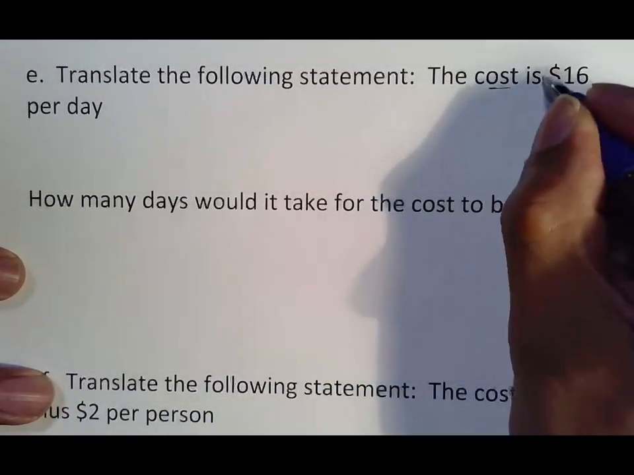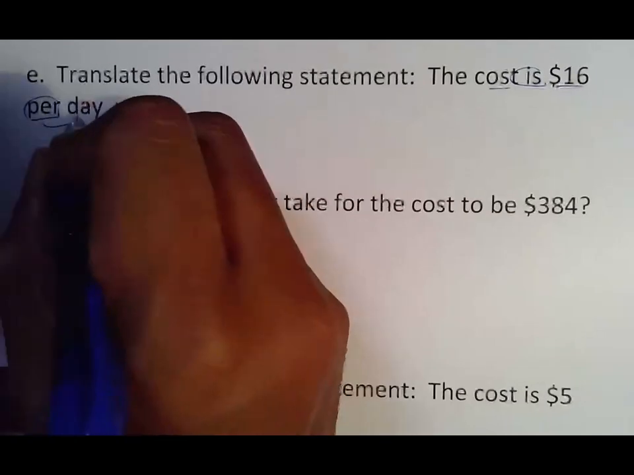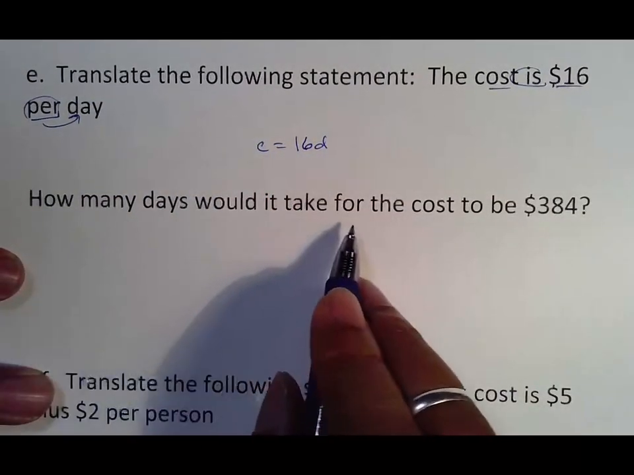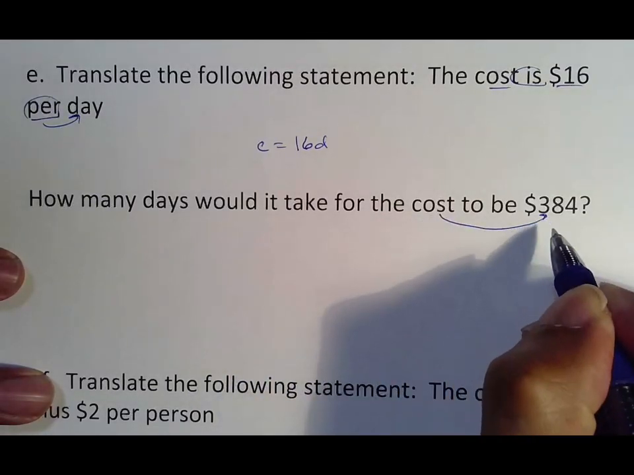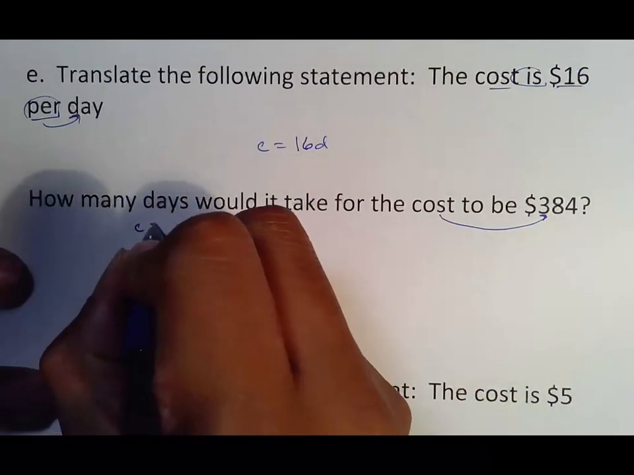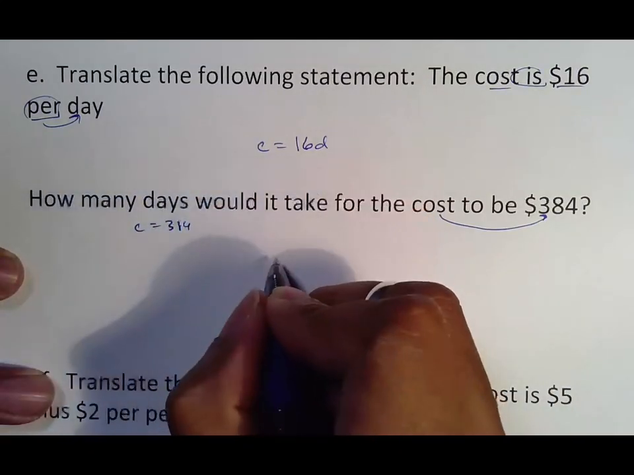Translate again. Cost is 16 per day. How many days would it take for the cost to be 384? Again, this is the cost to be 384. That means we're looking at C equals 384. So we put that in here.